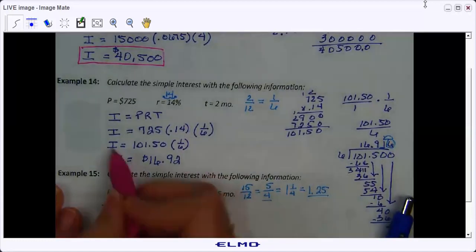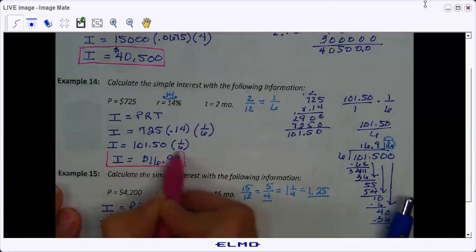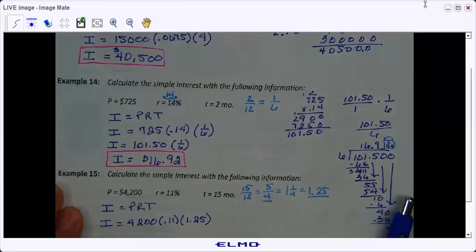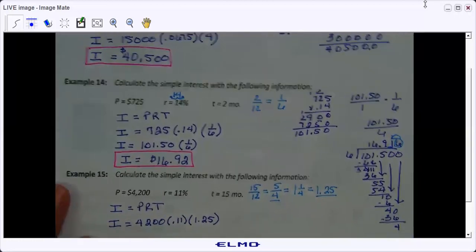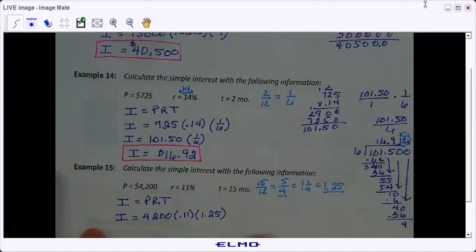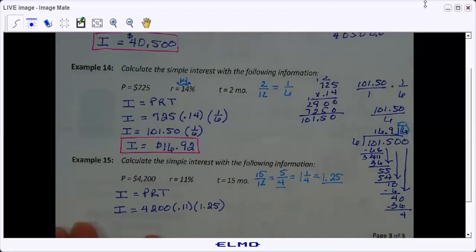Now, I know this was a challenging problem, so if you have any questions about any of the interest rate problems you do on your homework, please email me or come to help class and I will help you out. Okay, I'm gonna pause the video and finish up this one. I'm just gonna multiply all of these. I chose to use 1.25 as my value for 15 months.